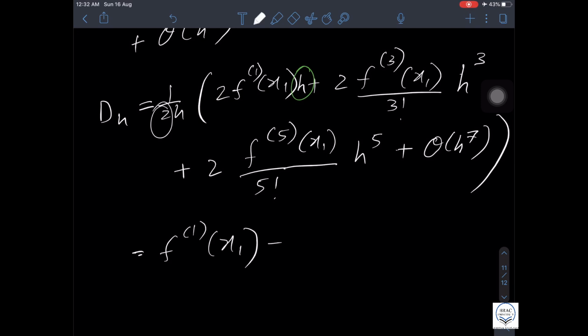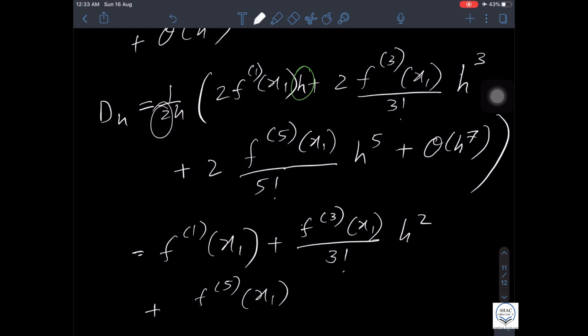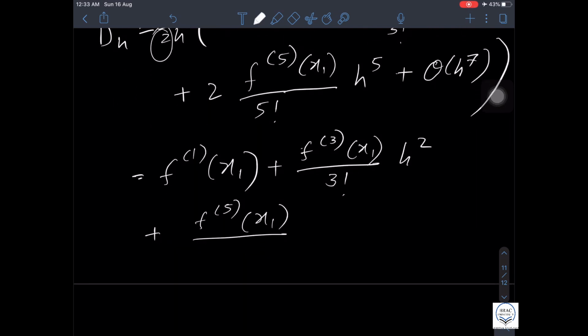Then what you'll be left with is nothing but f1 at x1 plus f3 of x1 by 3 factorial h square, plus f5 of x1 by 5 factorial h to the power 4, plus order h6 again, because you're dividing by h, so the power will be reduced by 1.